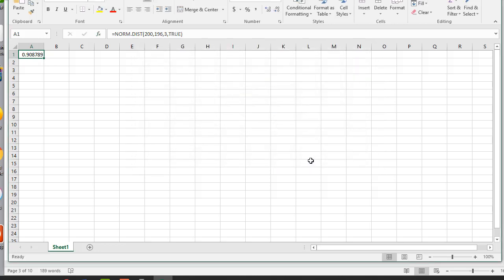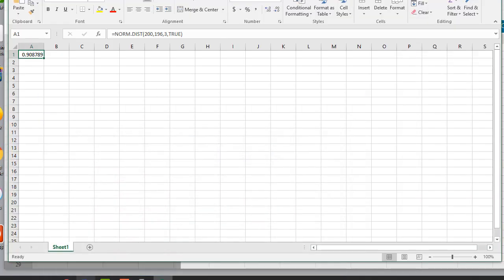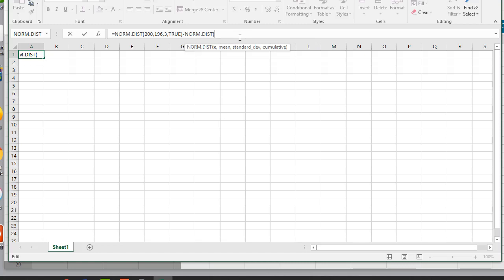Click OK. So that's the cumulative to the left, 0.908. Now remember, the table gave me 0.9082. This is giving me 0.9088. I'm going to subtract, and then again, I'm going to do norm dist. My X value was 193, the mean was 196, standard deviation 3, and yes, this is cumulative. And there's the 0.7501 the technology is giving me.